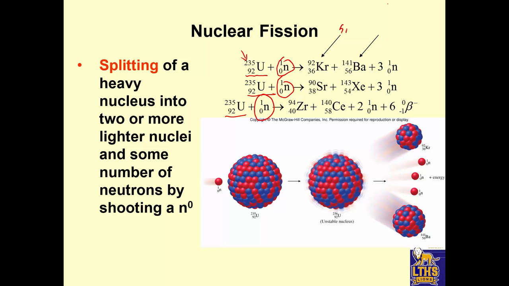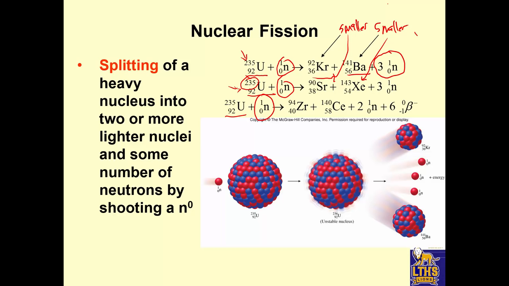Notice how these two are both smaller than 235. Okay. Also notice you get some neutrons that kick out. You don't have to know exactly which one, but you have to be able to identify it because they're smaller. This is my biggest nucleus. These guys are smaller. What do I mean by smaller?